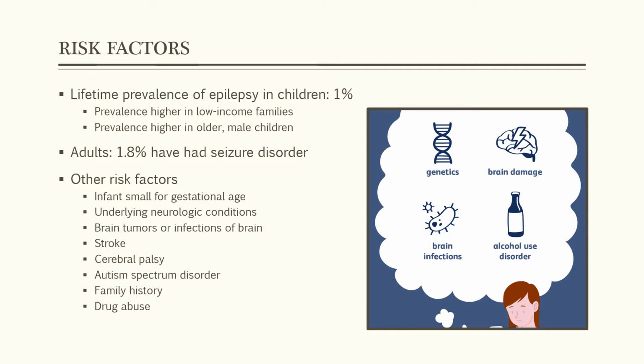In addition, about 1.8% of adults age 18 and older have had a seizure disorder, with 1% reporting a currently active seizure disorder. Other risk factors include being an infant who is small for gestational age, the presence of underlying neurologic conditions, brain tumors or infections of the brain, stroke, cerebral palsy, autism spectrum disorder, family history, or abuse of drugs.